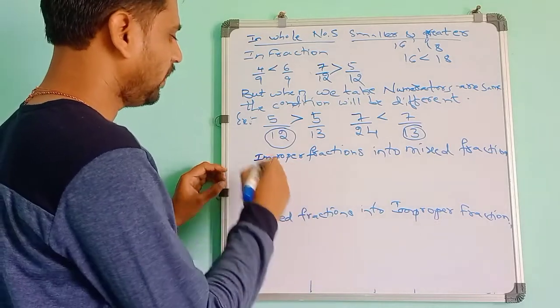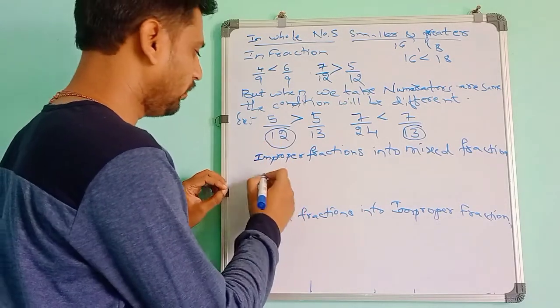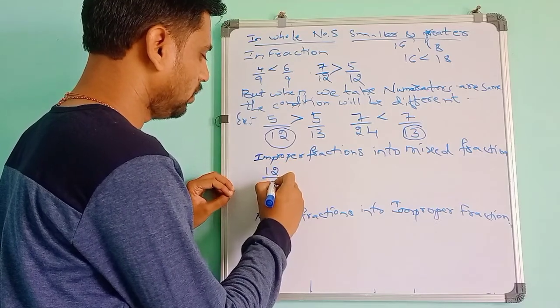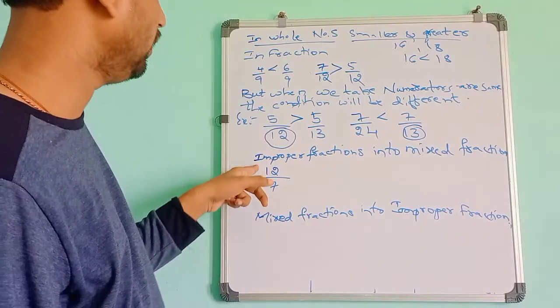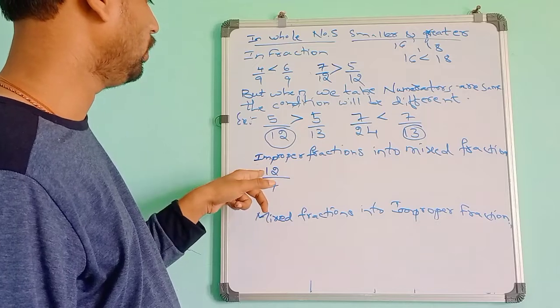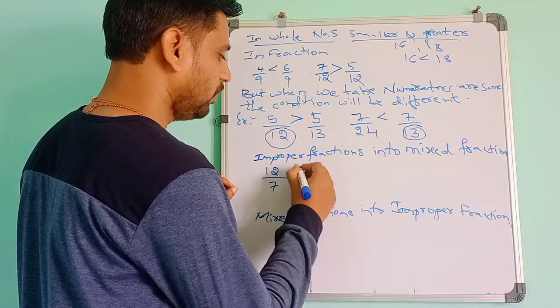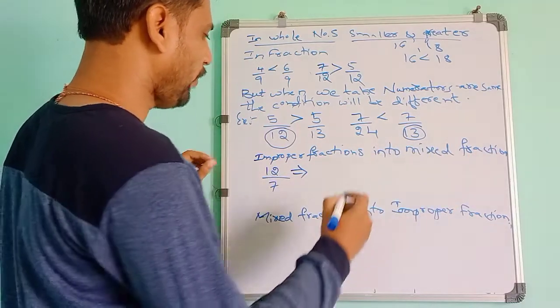Improper fraction means the numerator should be greater. I told that like the improper fraction. So you take 12 by 7. 12 by 7 is improper because the numerator is greater than the denominator. So 12 by 7, how can we split it into a mixed fraction? You have to divide it.